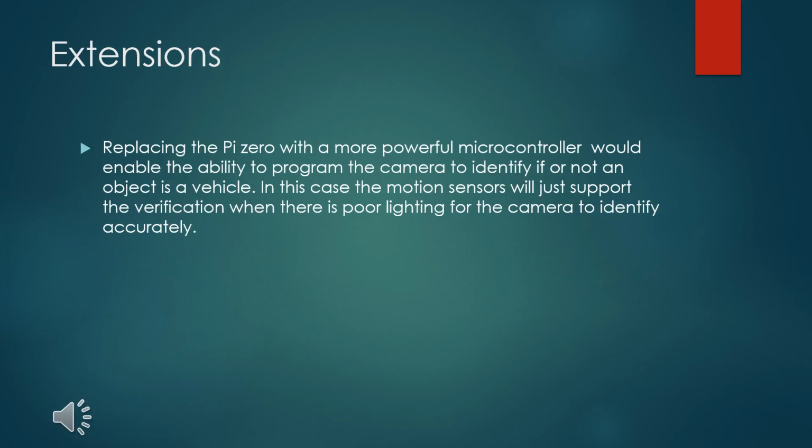For the extensions, replacing the Pi 0 with a more powerful microcontroller would enable the ability to program the camera to identify whether or not an object is a vehicle. In this case, the motion sensors will just support the verification when there is poor lighting for the camera to identify accurately.